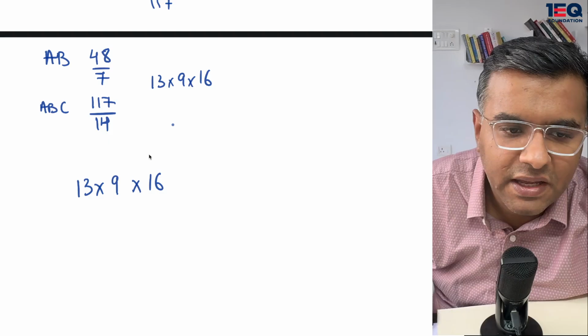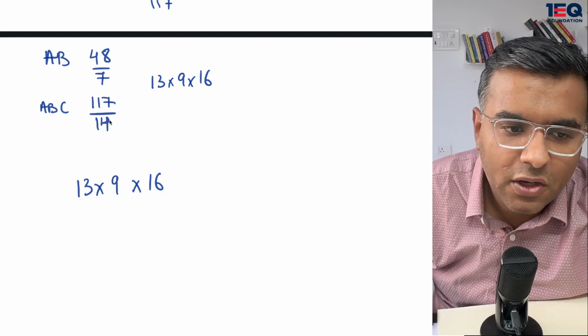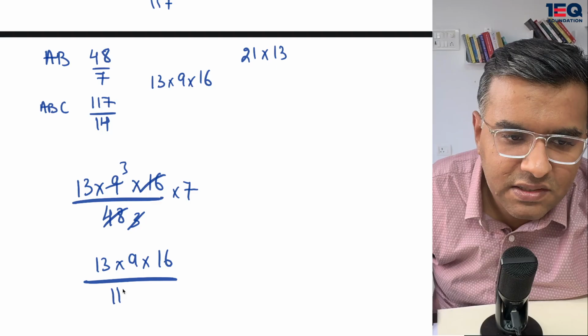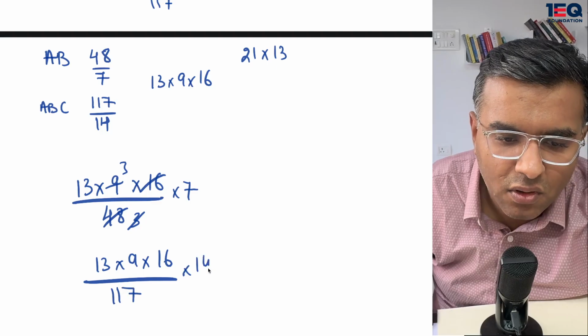This is the total work. I need to work out with C alone, so that is why I have to take the LCM. If 13 into 9 into 16 is the total work, I need to find out how much A and B did. So 48 upon 7 would be checked. 16 threes are 48, 3 threes are 9. So 21 into 13, and for A, B, and C together, that is 117 upon 14.